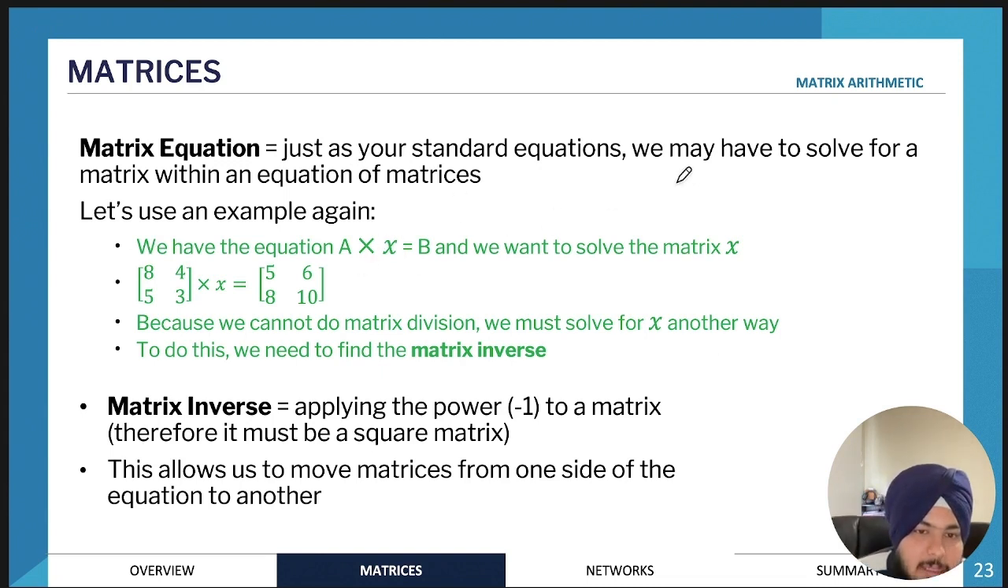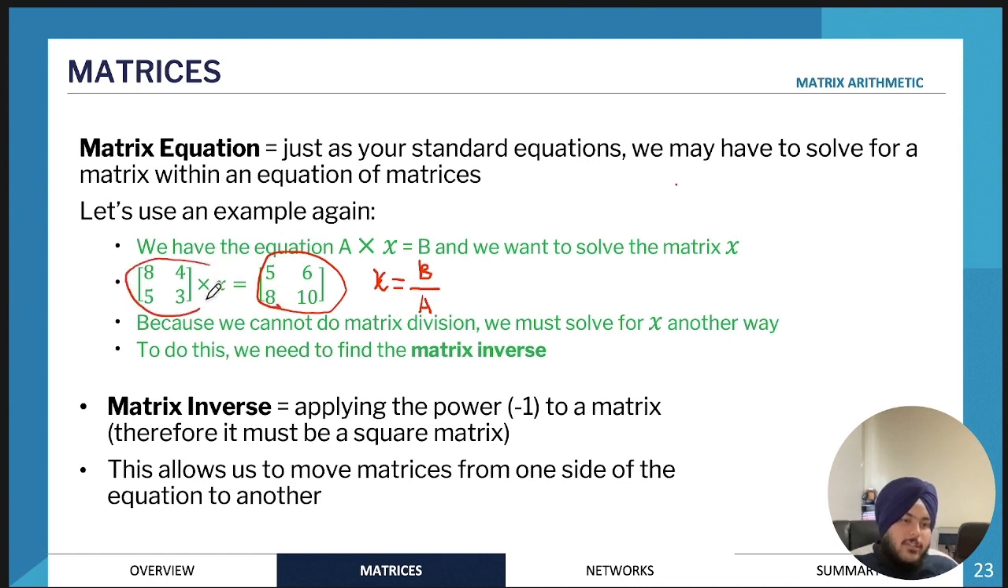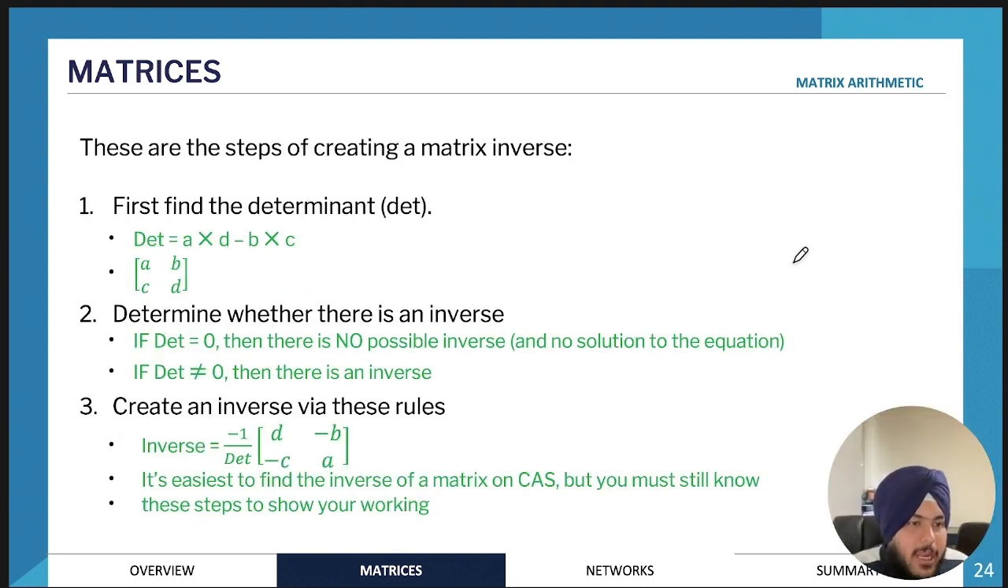So for example, if we had A times X is equal to B. So let's just say they're not matrices, they're just common letters. So if we want to find X, all we will need to do is divide by A on the right-hand side. But we can't actually do that in terms of matrices. So we'll have to use a different method, and that's called matrix inverses. So we'll need to find the inverse of this matrix and then multiply the matrix here by the inverse of this matrix in order to find what X is. It's a little bit complicated, but I'll try and break it down.